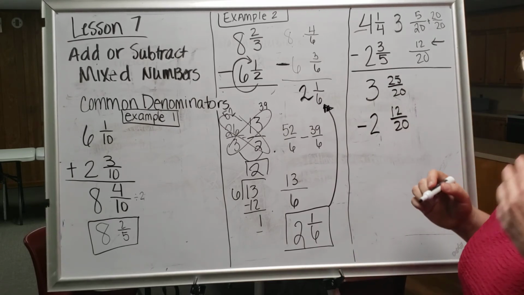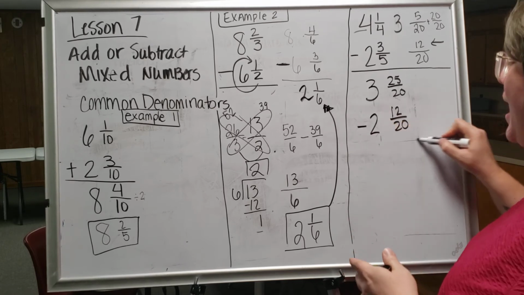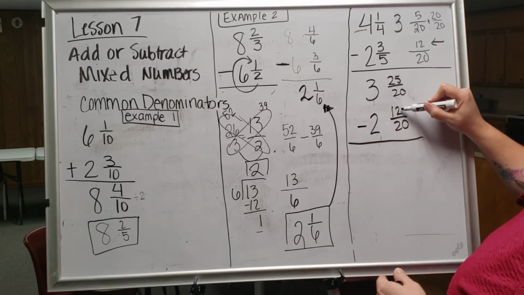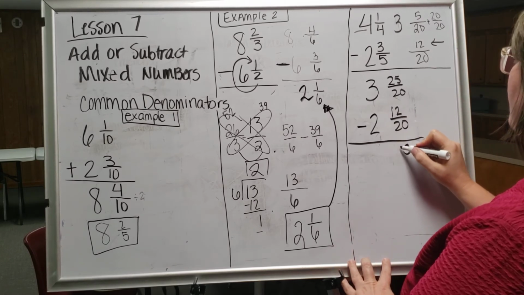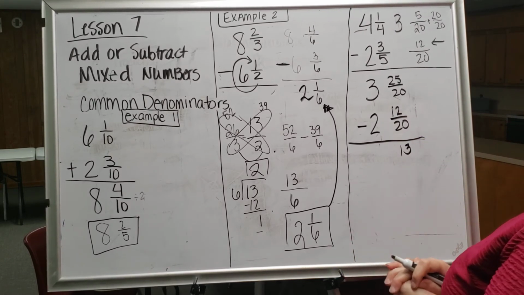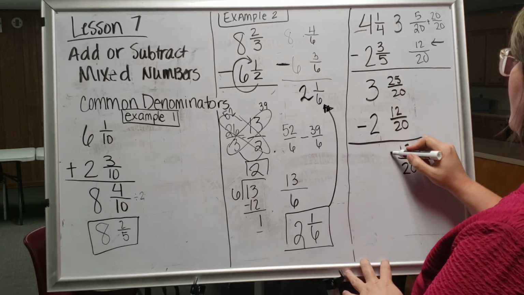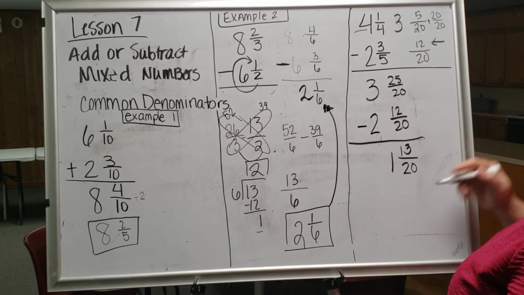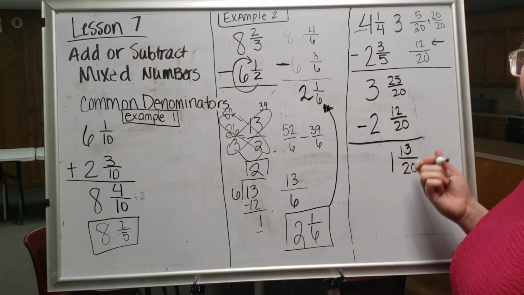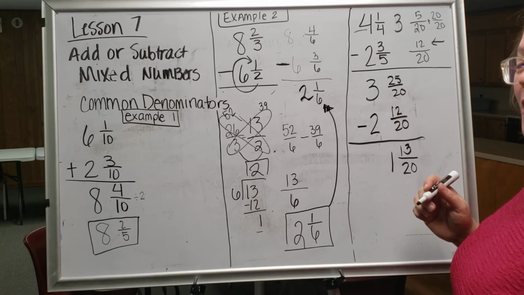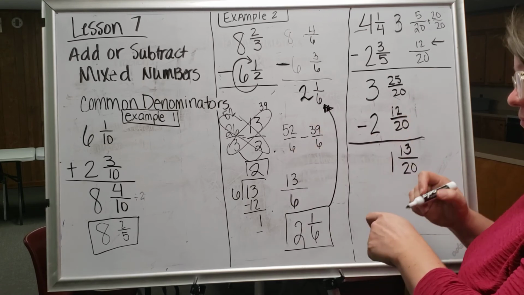Now we're where we can subtract and not have any issues, okay? So 25 minus 12, that gives us 13 again. 13 over 20, and then 3 minus 2 is 1. And we are at our simplest form here. So that's how you do this business.